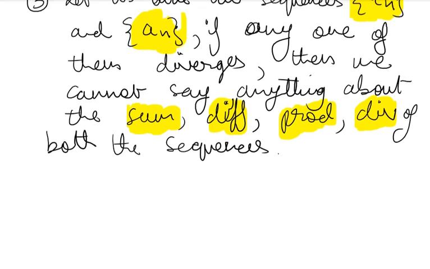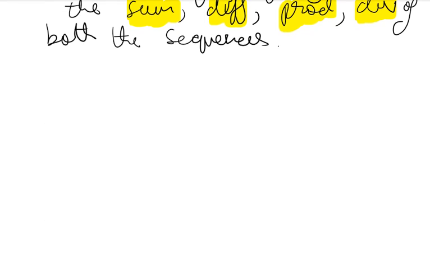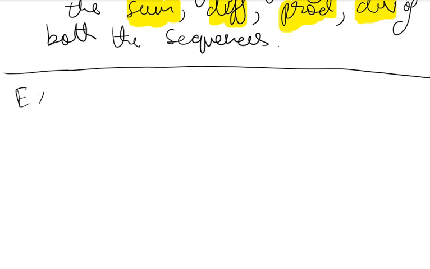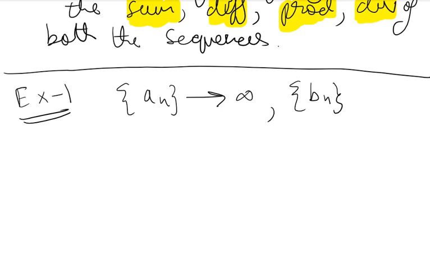So watch what I'm going to show you. I'm going to show you some nice examples on this. Let's say example number 1. If I take a sequence an, and I say that this sequence tends to infinity, and if I take another sequence bn, and I say that this tends to minus infinity, then I want to show you something.